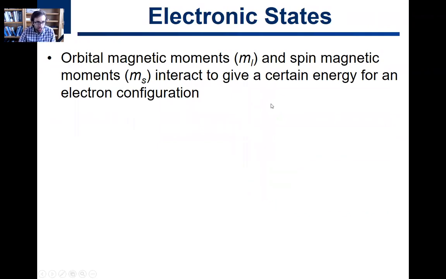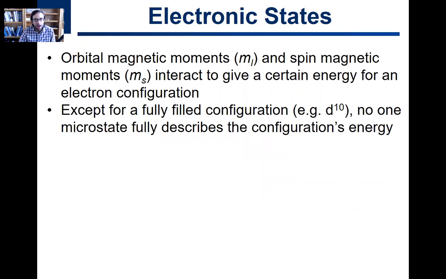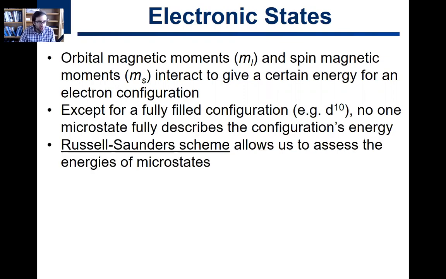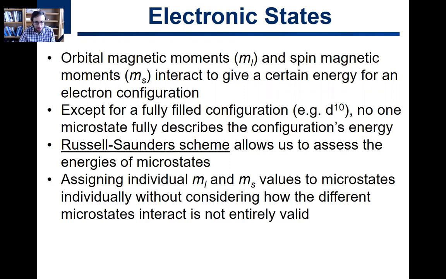So in electronic states, the orbital magnetic moments, M sub L, and spin magnetic moments, M sub S, interact to give a certain energy for a given electron configuration. Except for fully filled configurations, so that's going to be like D10, no one microstate fully describes the configuration's energy. And what we're going to use is something called the Russell-Saunders scheme that allows us to assess the energies of individual microstates. Basically what this tells you is that you can treat the individual M sub L's and M sub S's of each electron individually and then add them up together, coupling them. This is the Russell-Saunders scheme.